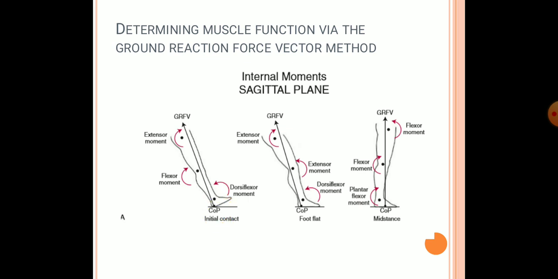in all of this you need to look for three things. First one is the center of pressure, second one is how the ground reaction forces are acting, and third, what are the moments which are produced by each of these joints. So in the initial contact, what is the point of center of pressure? The center of pressure is actually in the heel. And how are the ground reaction forces passing?